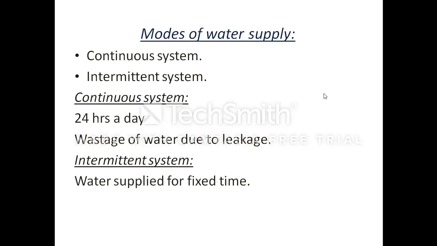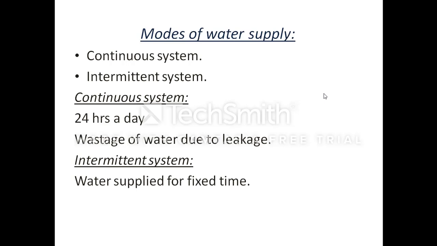Now, the modes of water supply, or we can say the systems of supply of water. There are two main water supply systems. These are continuous and intermittent system. In the continuous system of water supply, the water is supplied to consumers all the time, that is 24 hours a day. This system is ideal, but the only disadvantage is that water gets wasted due to the leakage.